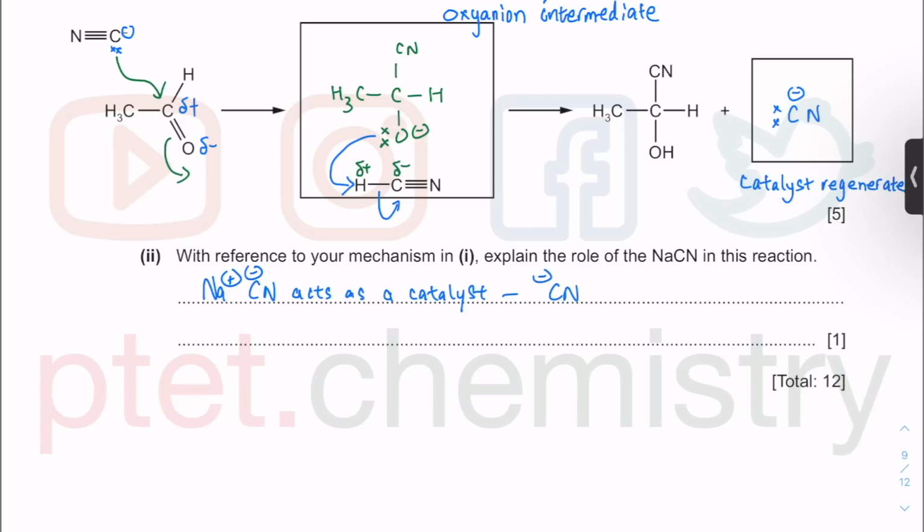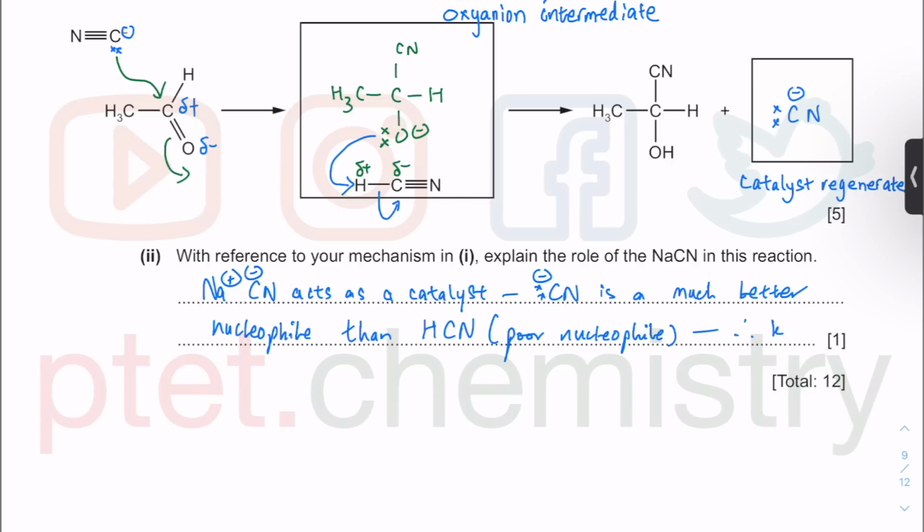CN minus is a much better nucleophile because it's fully charged, compared to the polar molecule HCN, which is a poor nucleophile. It's only polar, it's got dipoles, but it's not fully charged. It's a much slower nucleophile, obviously not a very good nucleophile, so there is a very slow reaction without the catalyst to kickstart the reaction. So NaCN acts as a catalyst, therefore it will speed up the rate of reaction and make the reaction faster. I'm sure saying it acts as a catalyst will be good enough. Anyway, that's it really for this 12-mark organic question.